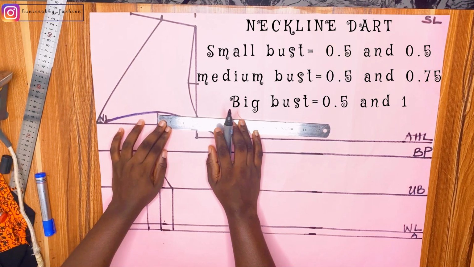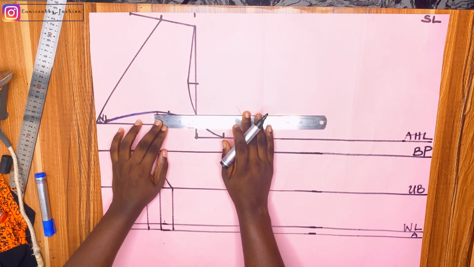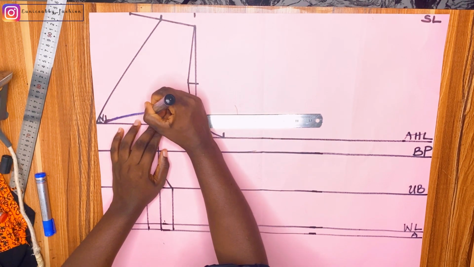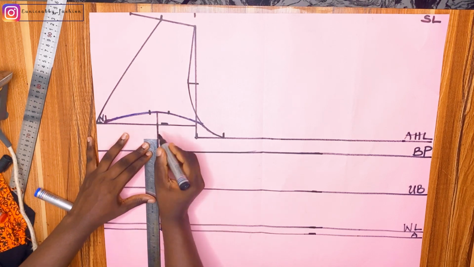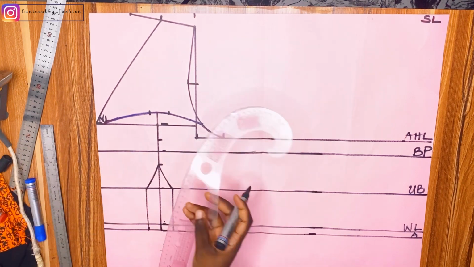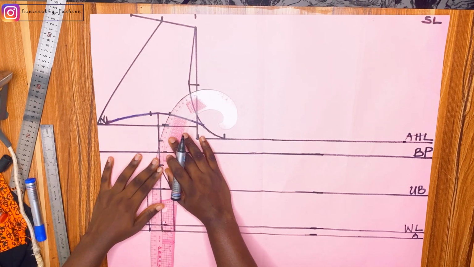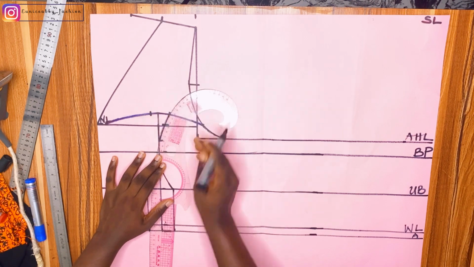So for me, with a bust of 38, I'm going to mark 0.75 at this side, and in the middle towards the center front I'll mark 0.5, just like I explained. I'll then go up by 1 inch from my bust point and connect the points using my curved ruler. Like I said, the line shouldn't be too curvy and it shouldn't be straight either.